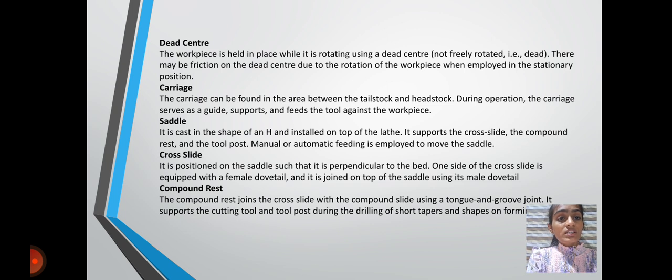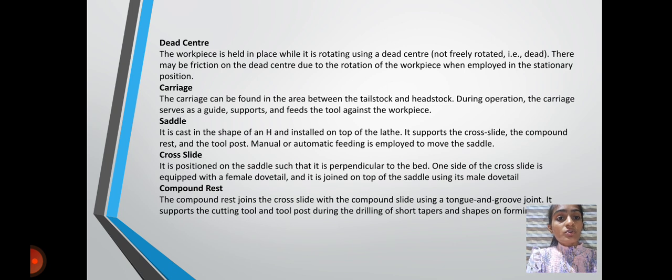Carriage. The carriage can be found in the area between the tailstock and headstock during operations. The carriage serves as a guide, supports and feeds the tool against the workpiece. Saddle. It is cast in the shape of an H and installed on top of the lathe. It supports the cross slide, the compound rest and the tool post. Manual or automatic feeding is employed to move the saddle.